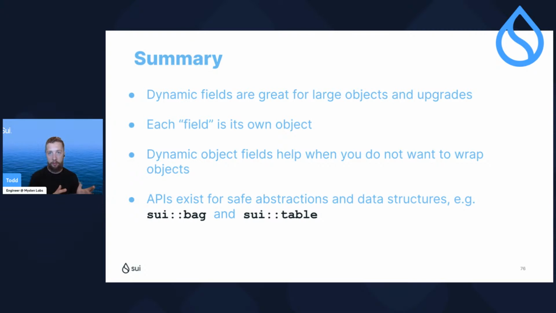We have dynamic object field, which for the time being is a solution for wrapped objects if you want to interact with them through the Explorer or through RPC. And we have APIs that exist that both build collections but also safe abstractions. Table and TableVec are collection-like APIs. And bag, well, you could say it's a collection. I view it more as a safe wrapper around a UID that makes sure you don't strand your dynamic fields.